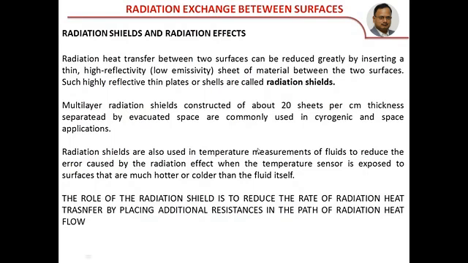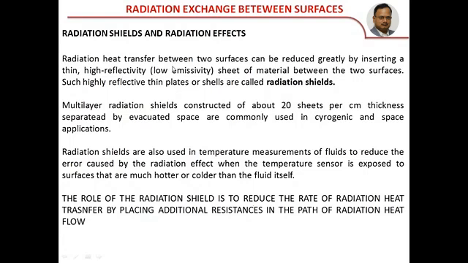Radiation shields are generally used in cryogenic systems, space applications, and nuclear reactors to minimize radiation losses. They are also used in temperature measurement of fluids and gases to minimize the error because of radiation from the probes. The role of the shield is to reduce the rate of radiation heat transfer by placing additional resistance in the path of radiation heat flow.